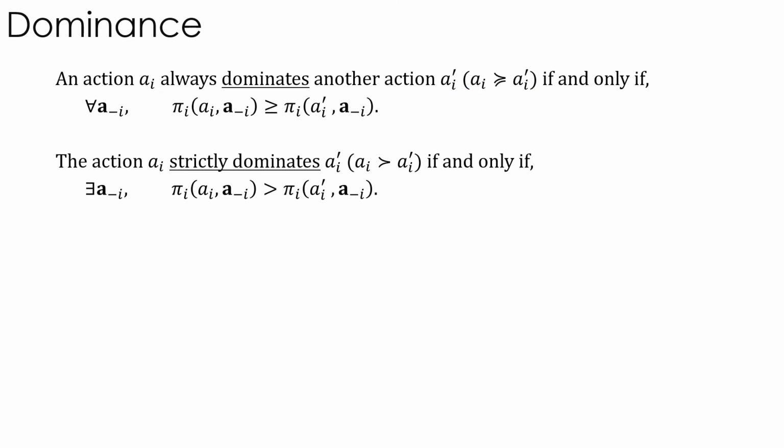Furthermore, action a_i strictly dominates action a prime i if and only if, in addition to dominating a prime i, there exists some action a negative i of the other agents such that the payoff of agent i when playing a_i is strictly more than when playing action a prime i.